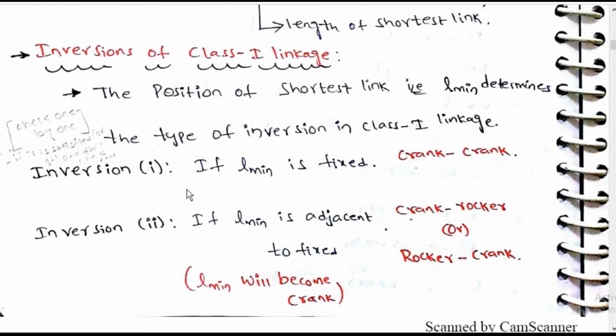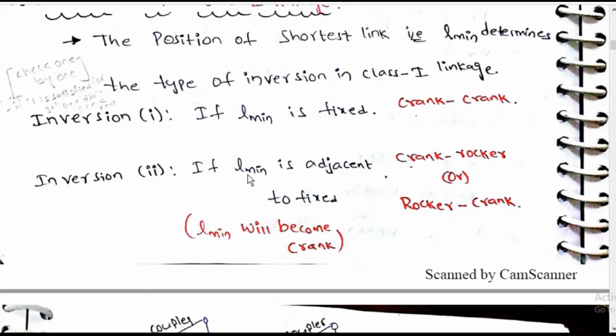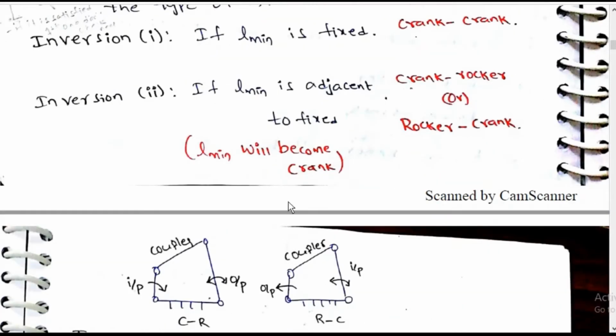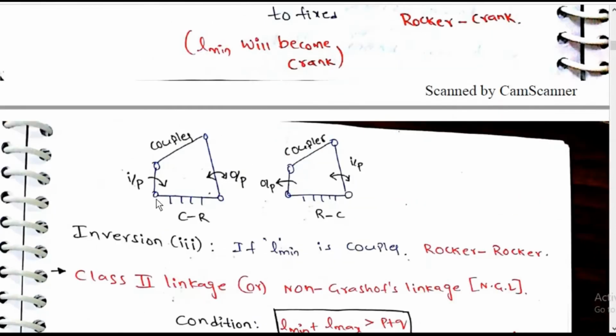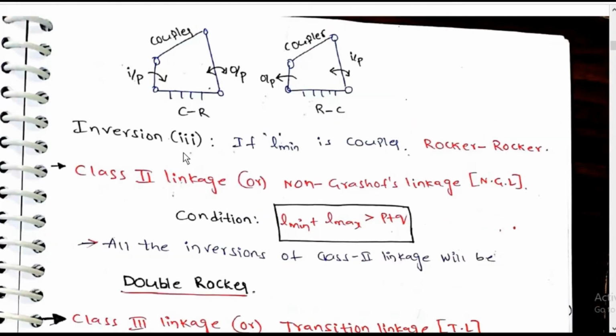Inversion 1: if Lmin is fixed, crank mechanism. Inversion 2: if Lmin is adjacent to fixed, then crank rocker or rocker crank mechanism, Lmin will become crank. This will be crank. Okay. Inversion 3: Lmin is coupler, rocker mechanism.